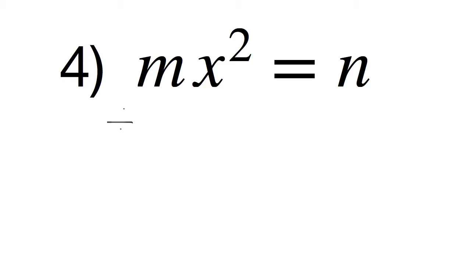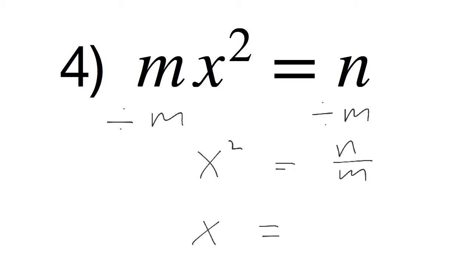Undo the multiplication before I undo the exponents. You get x squared is equal to n over m, so therefore x is equal to plus or minus the square root of n over m.